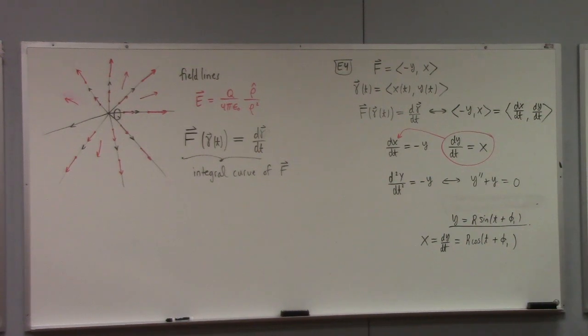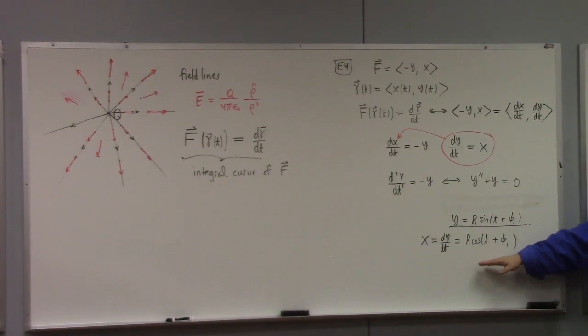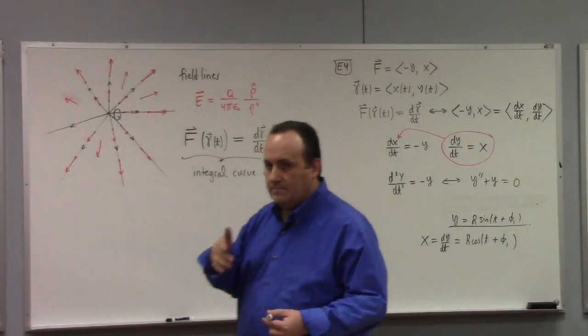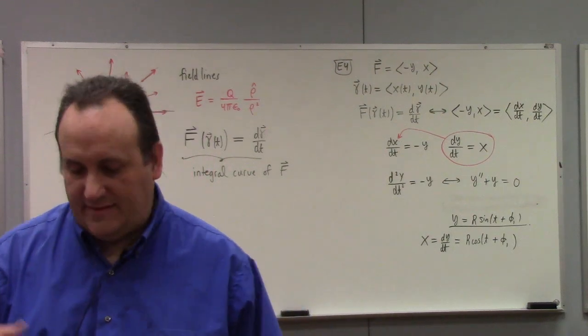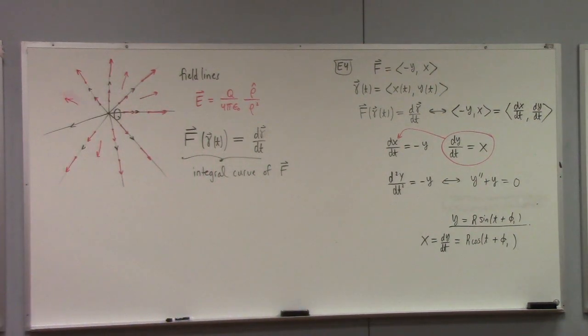But these are nice because you can tell me what the geometry of the curve is. What are we looking at? That's the parameterization of some curve. What is it? A circle. That's a circle. Does this make sense?